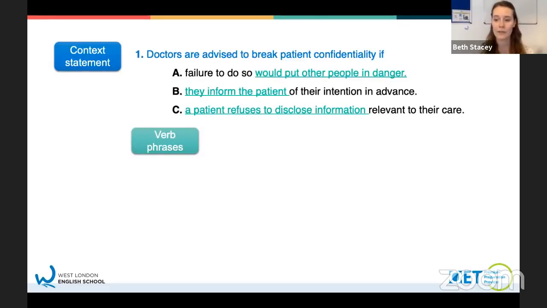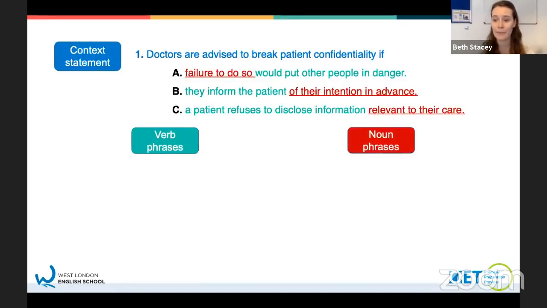Now, any of those three options may be the answer, but if you don't read the noun phrases, it might be that only one half of the answer option was correct. So with A, failure to do so would put other people in danger. What this means is that doctors are advised to break patient confidentiality if failure to break confidentiality, meaning that if they keep the patient's details in confidence, then other people will be put in danger.